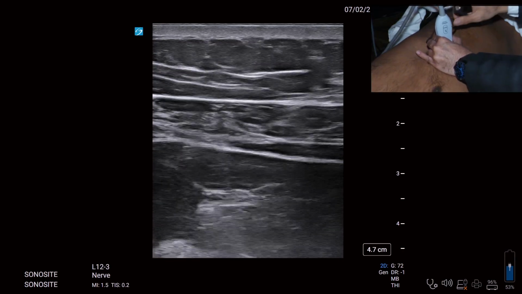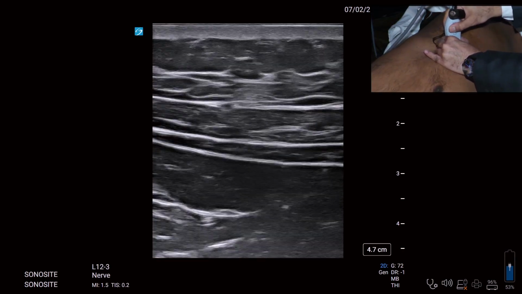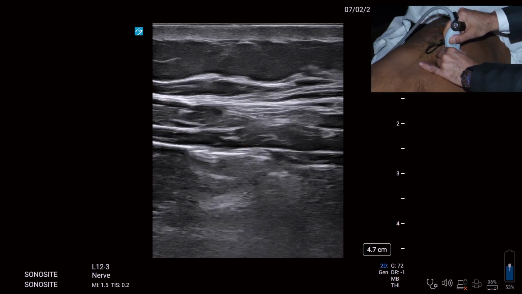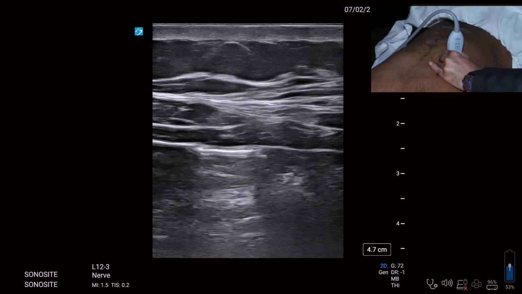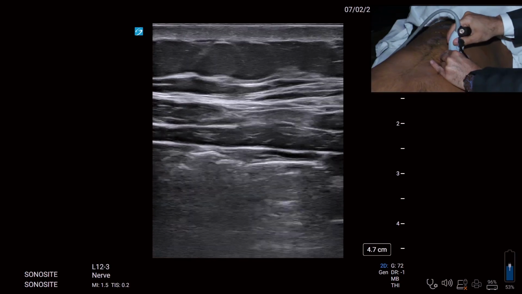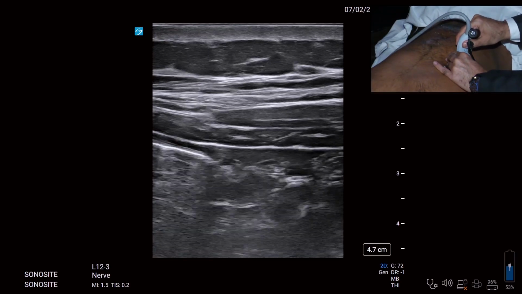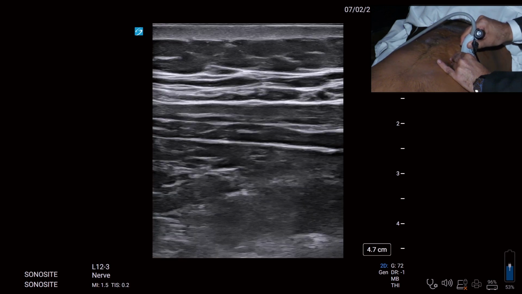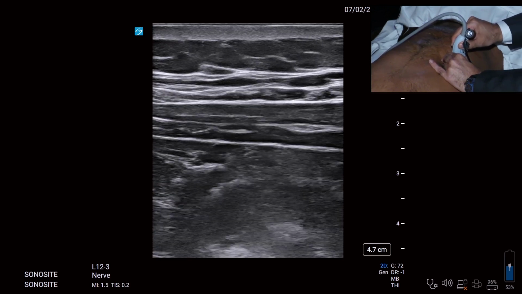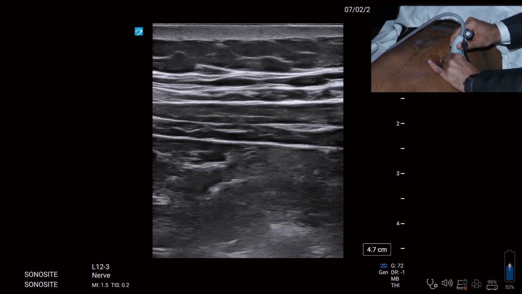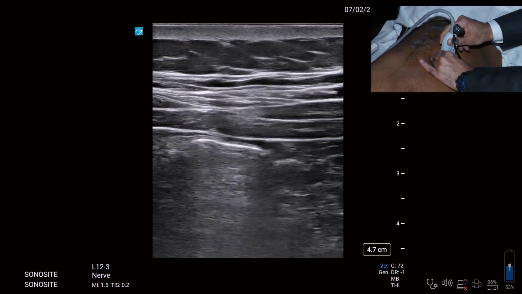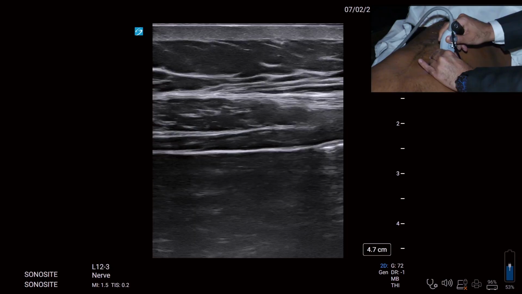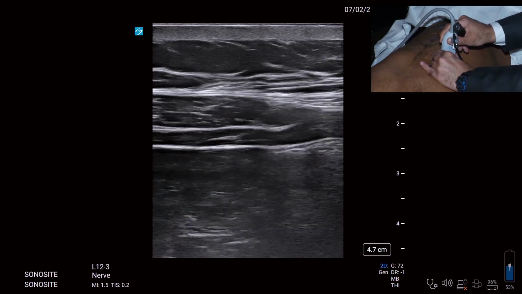As I keep moving laterally, my dear friends, what would I encounter? The linea semilunaris. Have I reached the linea semilunaris? The answer is big yes. I go more laterally, I encounter 3 muscles, external oblique, internal and transversus. So what is the TAP plane? Between internal oblique and transversus. But medial to the linea semilunaris, what is the TAP plane? Between the rectus abdominis and the transversus.